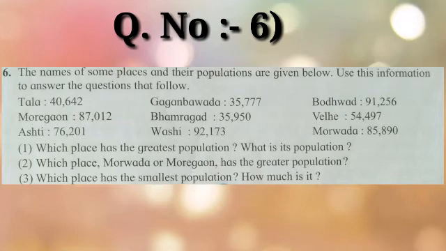That is, the name of some places and their populations are given below. Use the information to answer the question which is given at down. The name of the places are Tala, Gaganbawda, Bodwad, Moregaon, Bhamragad, Velle, Asti, Vashi and Morwada. The information about their population is given. So before solving the sum, you have to arrange all these places according to their populations ascending order.